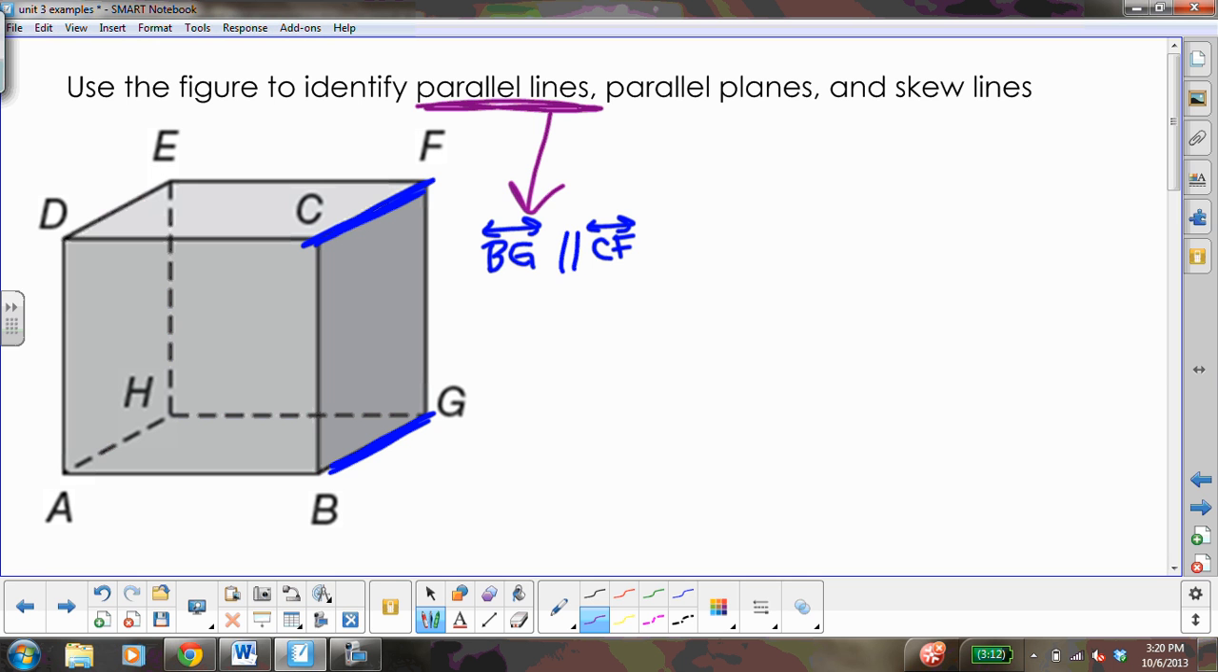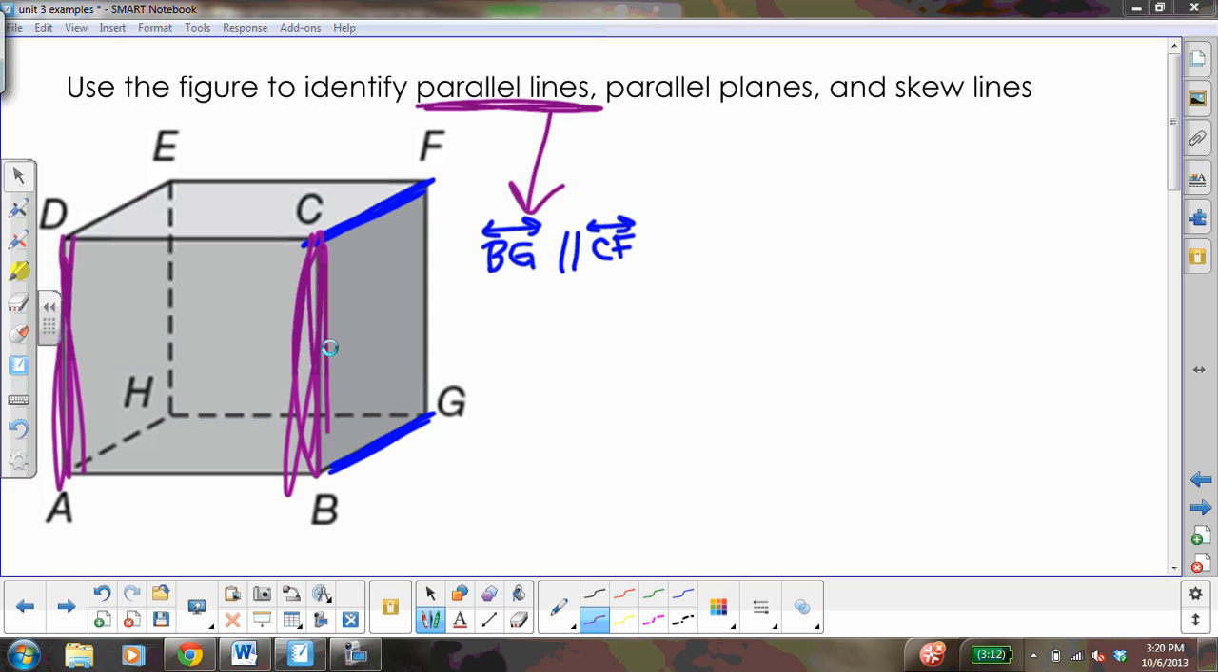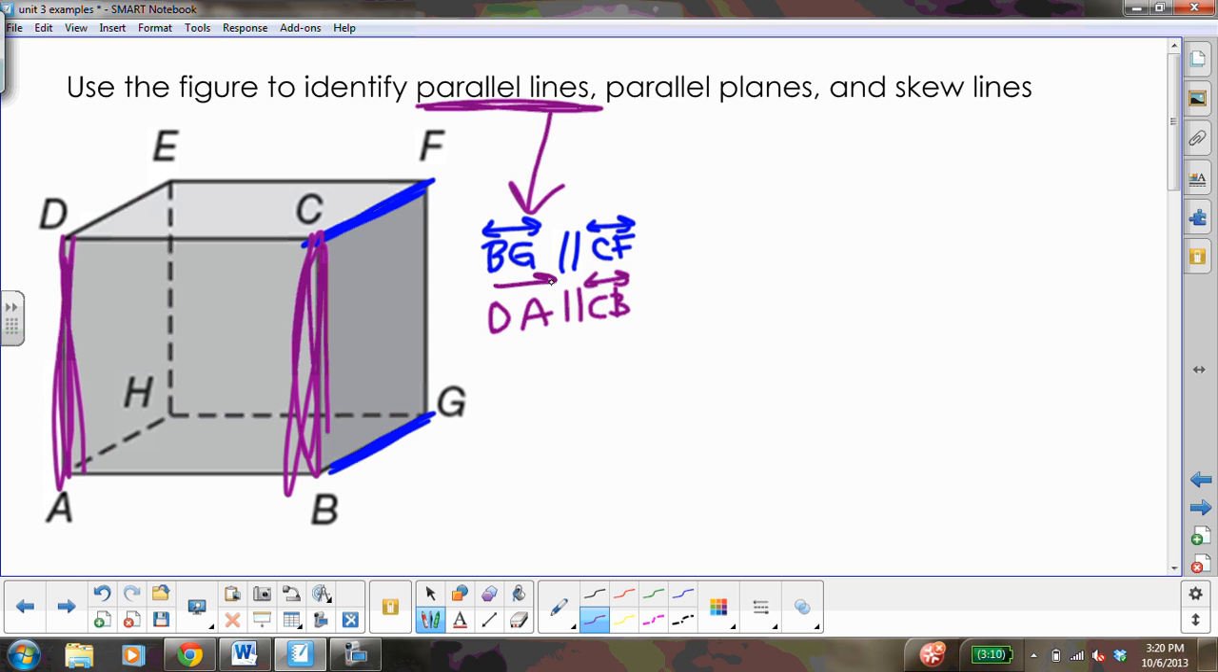I could pick any number of planes. I could pick the plane in the front. In the plane in the front, DA would be parallel to CB. And I could pick many more pairs of parallel lines. The important thing is that they are coplanar and they never intersect.